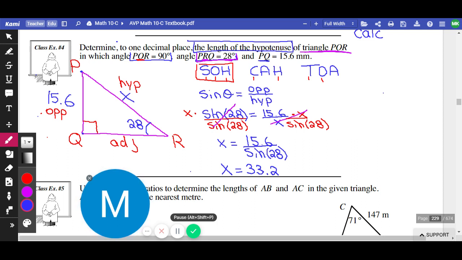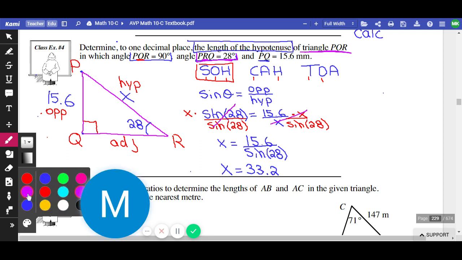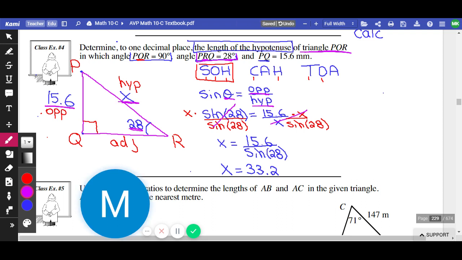I'm left with sine equals opposite over hypotenuse because it had three check marks. Once it has three check marks, I write out the formula and I replace my three things with the variables or numbers that I know. I replace the angle with 28, my opposite with 15.6, and my hypotenuse with my missing side, which is x. And I'm left with this blue thing: sine 28 equals 15.6 divided by x.